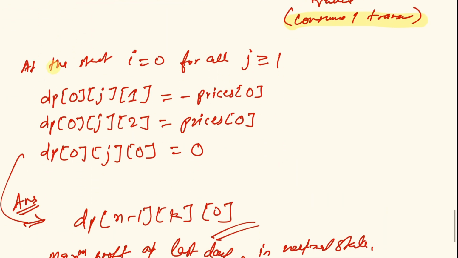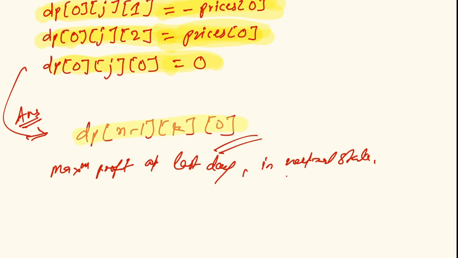So when we want to start at i equal to 0, for all j, j will be greater than or equal to 1. There will be three things for 1, for 2 and for 0. You know that. So at 1 means we want to have some holdings, we want to sell some value, we want to hold some value. For this is the buyback and this is for the selling. So for the first transaction type we will use this one, for the second transaction we will use this one, and this is the neutral way. And in this way we will find dp at n minus 1, k and 0, it will give the maximum profit on the last day with the neutral state.